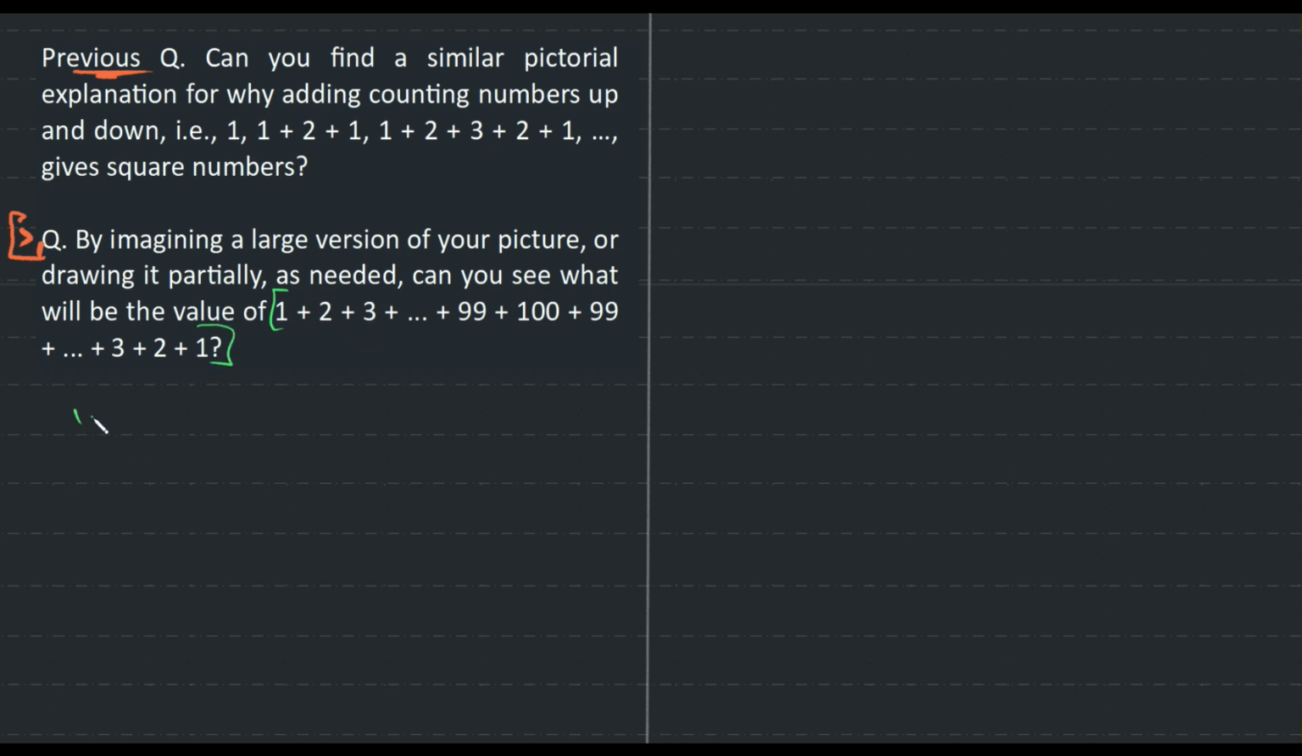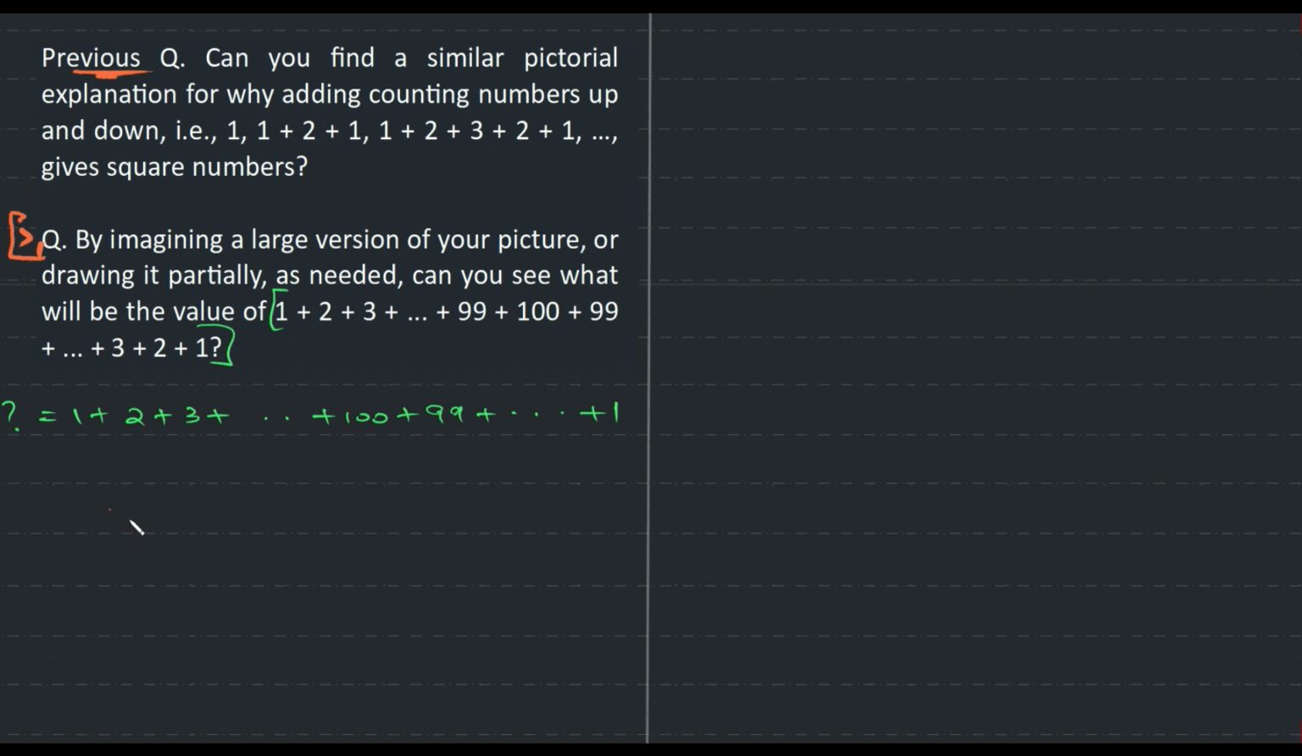So basically the question is, when we add 1 plus 2 plus 3 up to 100, and then 99 and so on, so what will this add up to? That's the question. Think of it. Okay, so now I'll give you the first clue.